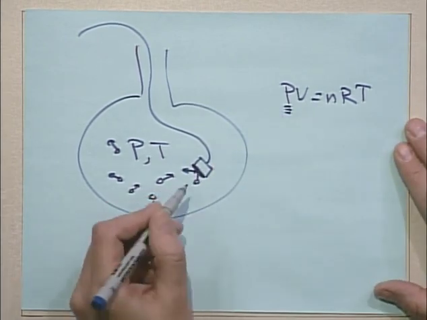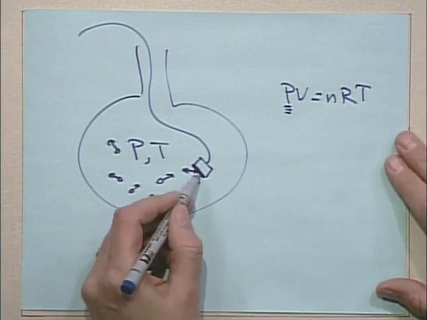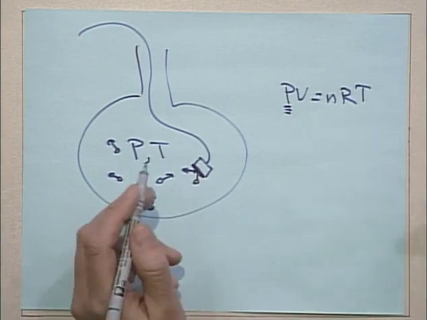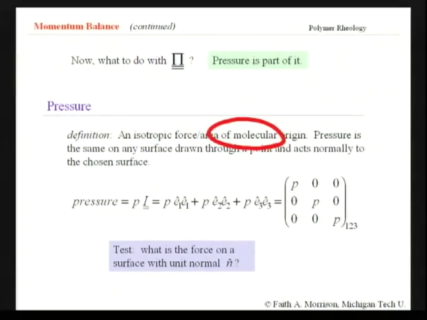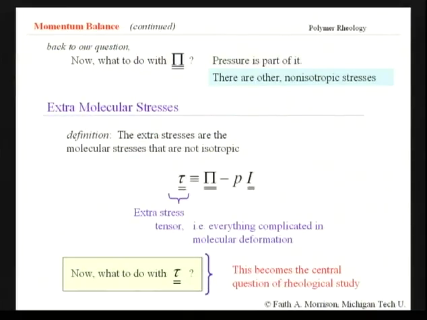And usually this is a piezoelectric device that measures force on that area. You divide by the area, and that gives the pressure. So these are molecular forces. And that's also what this extra stress tensor is. It's molecular forces. But it's all the molecular forces that are not the easy ones. Okay? So that's why it's going to take us the rest of this class, and in my case, the rest of my career, to study this guy right here, the extra stress tensor.